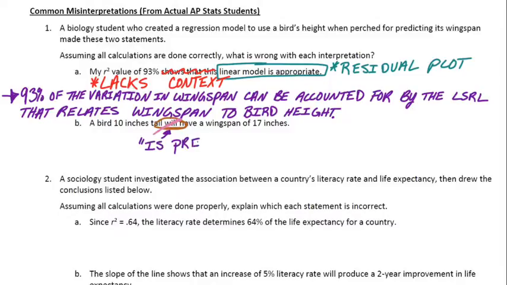We should say a bird that's 10 inches tall is predicted to have a wingspan of 17 inches based on our line. So if we don't say something like this bird is predicted to have this wingspan, or on average it will have this wingspan, or is expected to have a wingspan of 17 inches based on our line, then that would be off, right? This would lose points the way it's written.